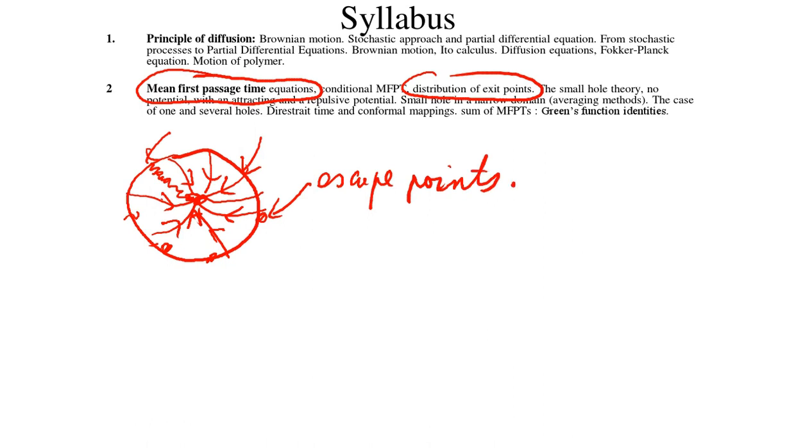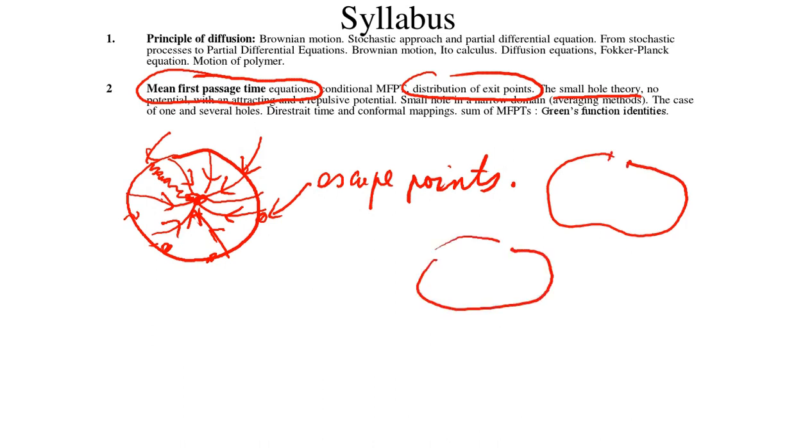So I'll also spend some time on the narrow escape and small hole theory: how long it takes to escape through one hole, how long it takes to escape when you have two holes, 1 and 2, and specifically what happens when you change the distance d between the holes.